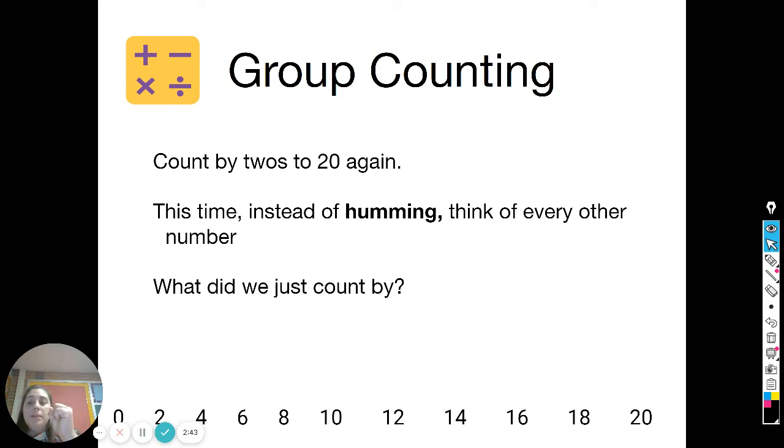4, 8, 12, 16, 20. So what did we just count by? Go ahead and hold it up with your fingers, showing me what did we count by?